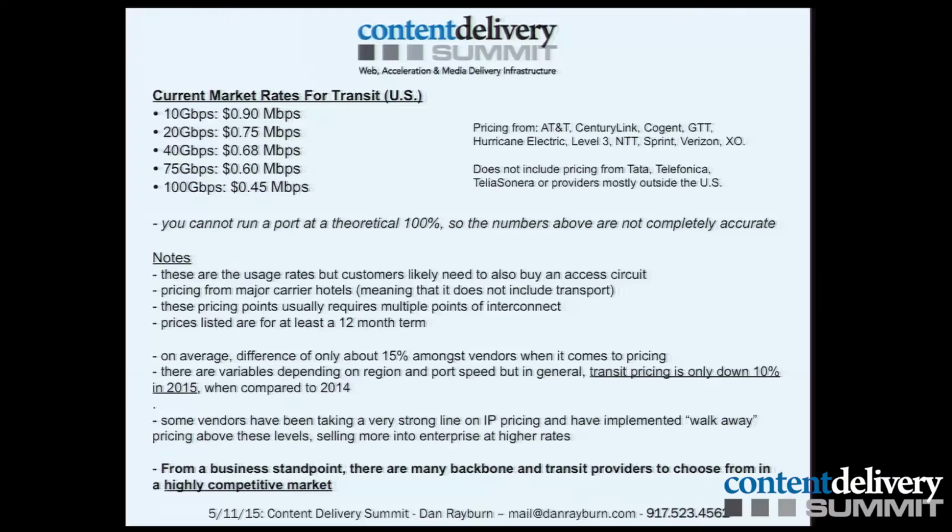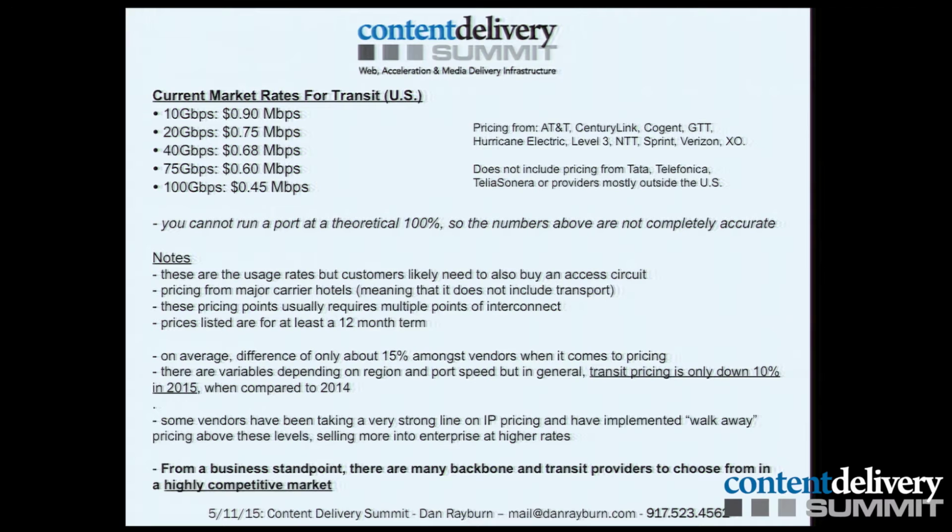In some cases, it might be 6 or 7 providers. And the price you're paying from each provider might vary based on what your SLA is. So SLA is tied into pricing, as well as region, as well as how much you need. A couple things to note on this pricing I give out here. So at 10 gigs, the average rate is 90 cents per meg.